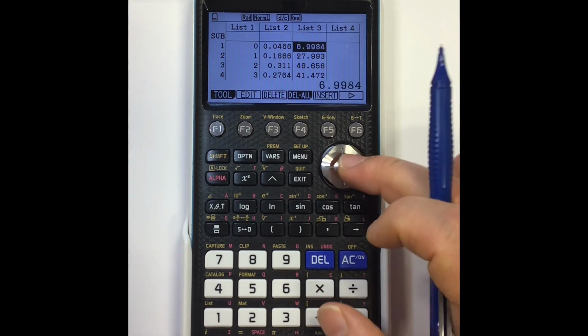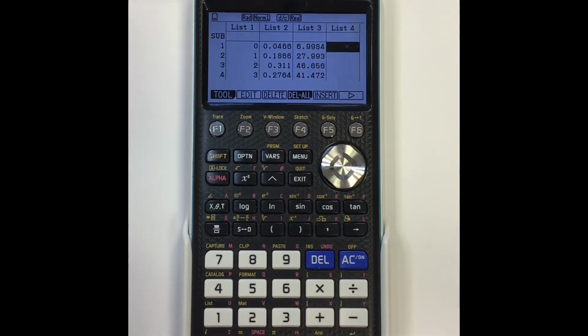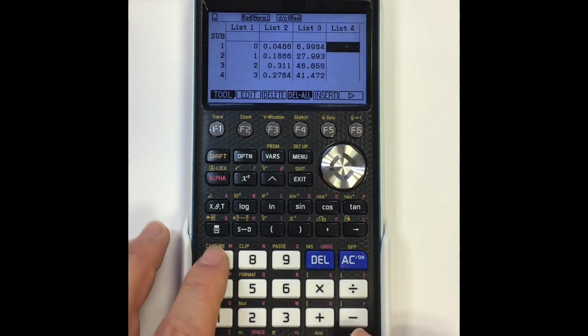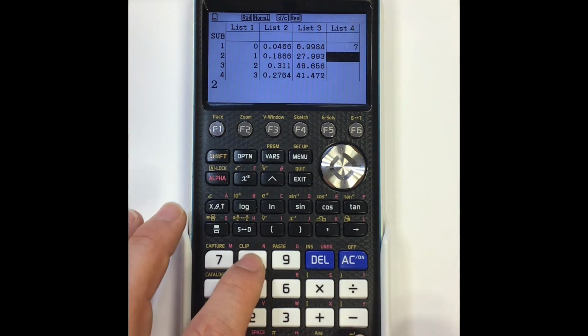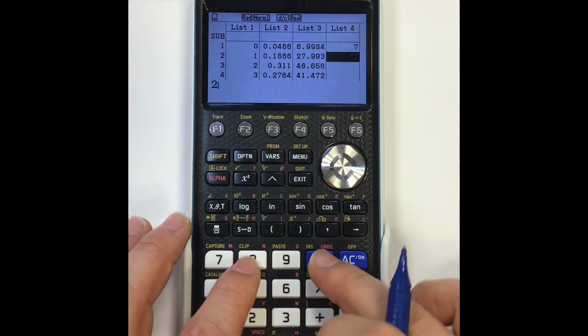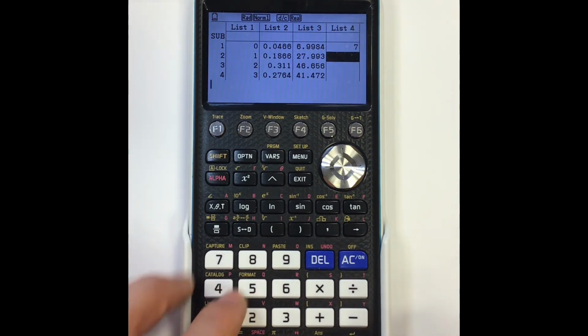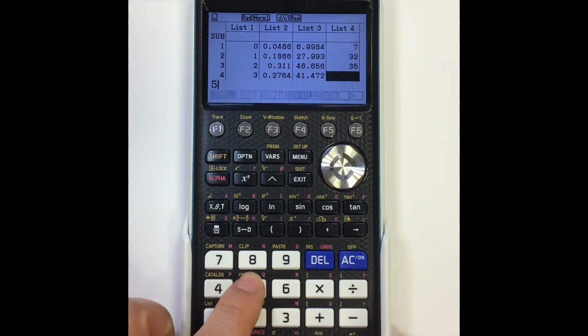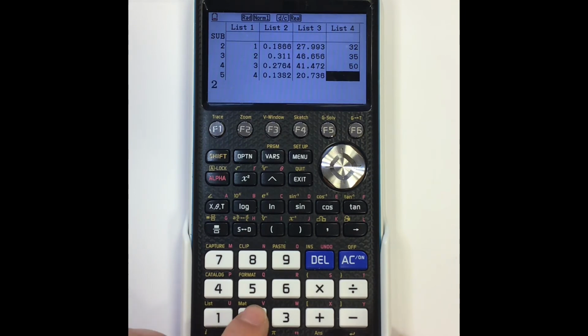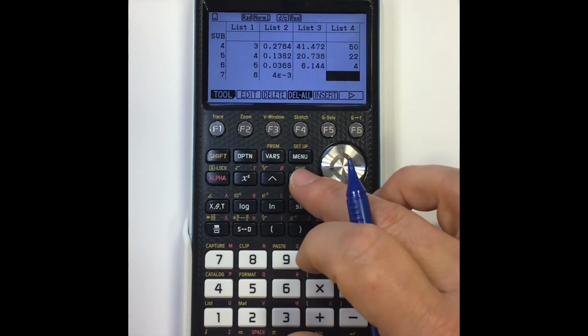Okay, now list 3 is my expected value. Where is my observed value? List 4. What are they? 7, 32, 35, 50, 22, and 4.